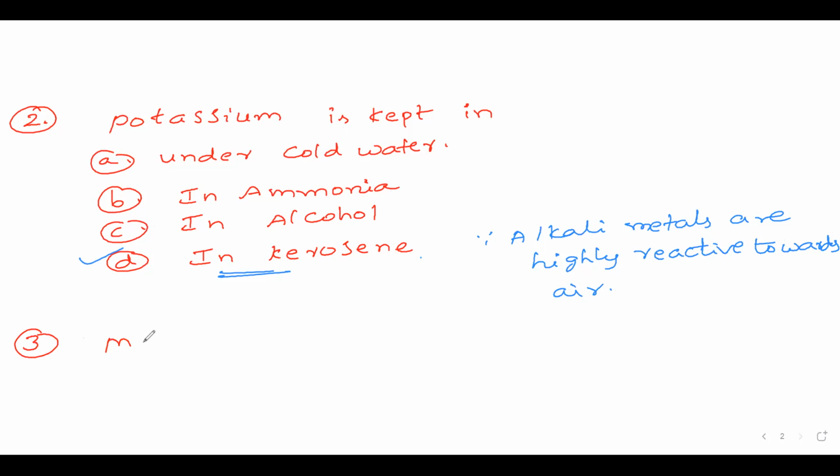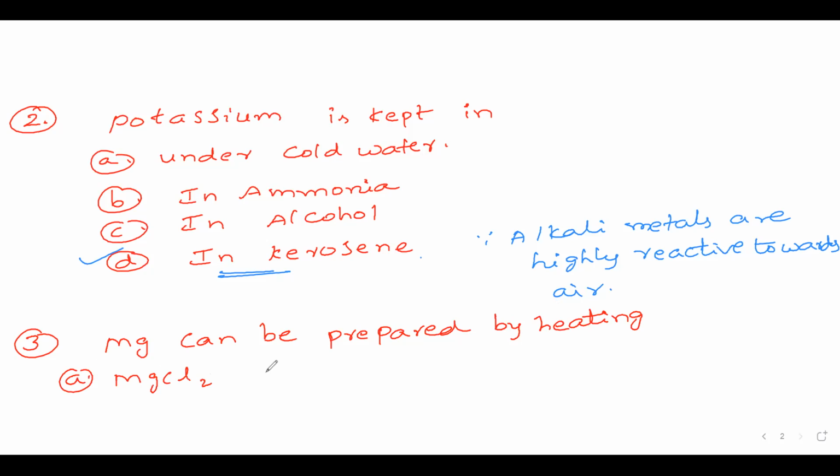Magnesium can be prepared by heating. Option A, magnesium chloride with calcium oxide at 1775 kelvins. They have mentioned the temperature also.